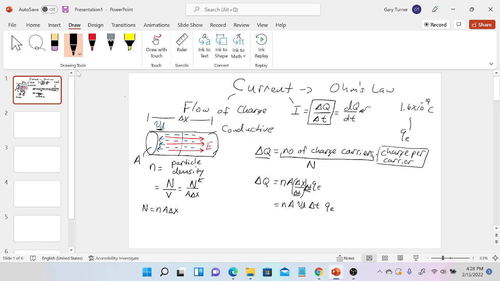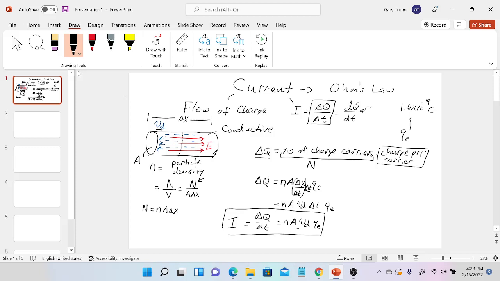And then I can divide both sides by delta t, and I get Q over delta t is equal to the particle density times the area times the drift velocity times the individual amount of charge per particle. And this is a microscopic view of current, okay? This is a microscopic view of what current is.